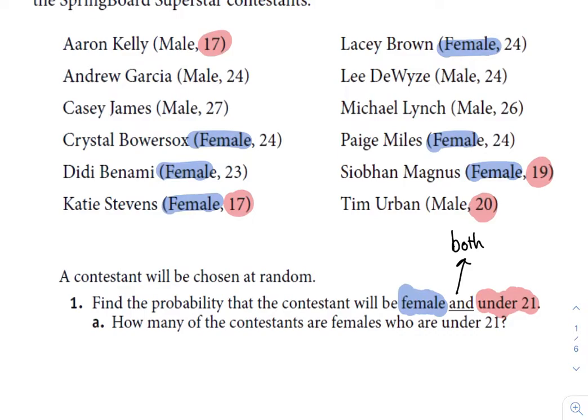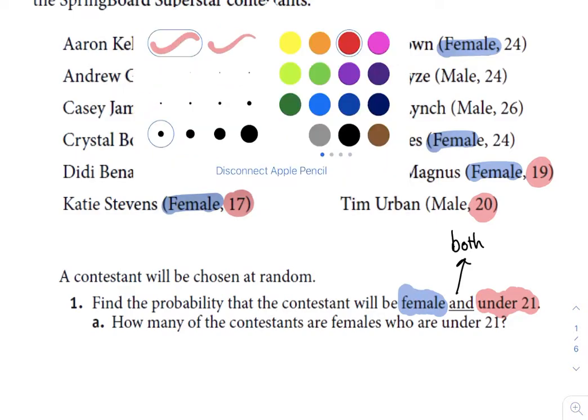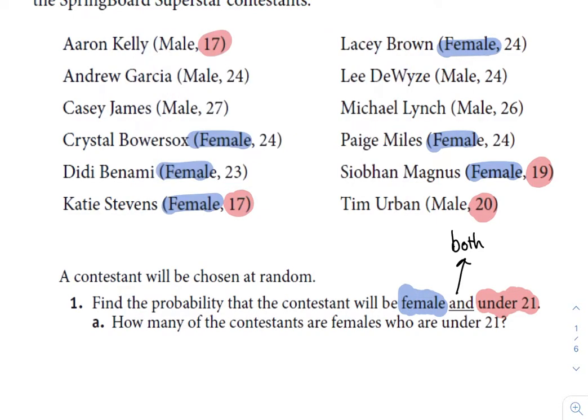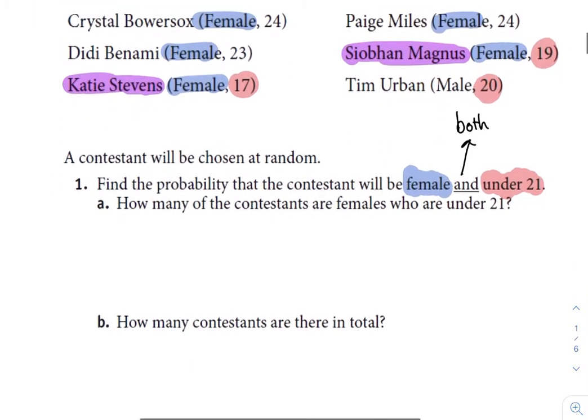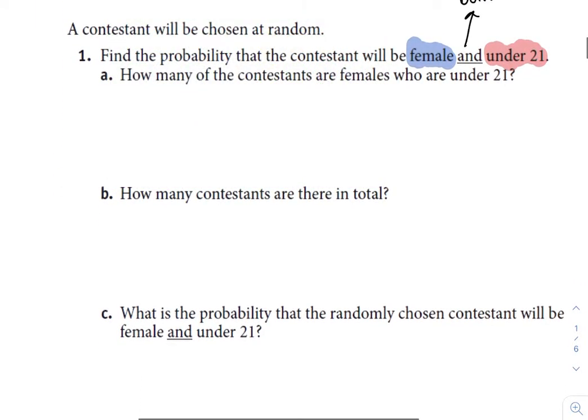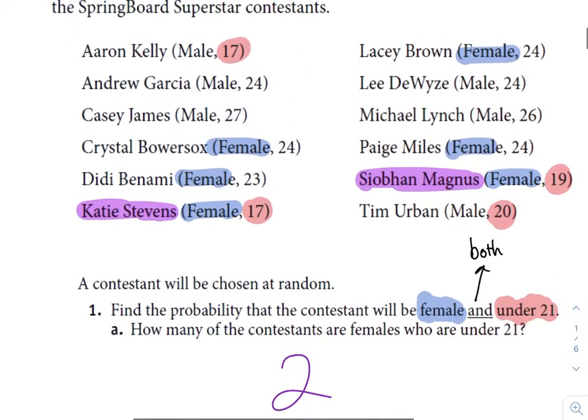All right, so part A, how many of the contestants are females who are under 21? So what I want to do is find the contestants that meet both of those conditions. Aaron, I see I highlighted he's under 21, but he's a male, so he's not going to fit that description because it needs to be both female and under 21. Same with Crystal. Crystal's a female, but not under 21. So I need to find just the contestants who have both the blue and the red, female and under 21. And you can see in this case there are 2 of those. So how many contestants are females who are under 21? 2.